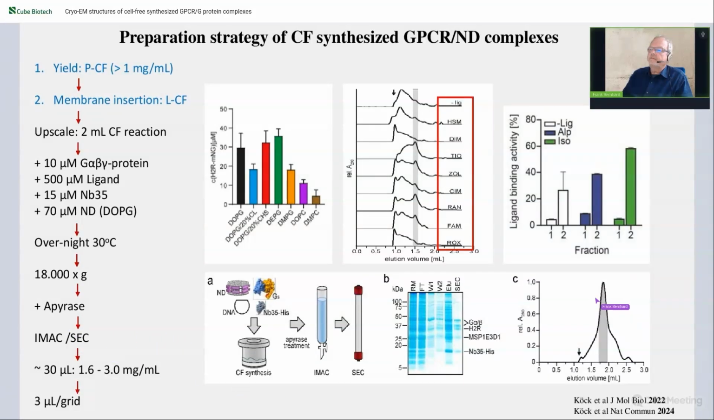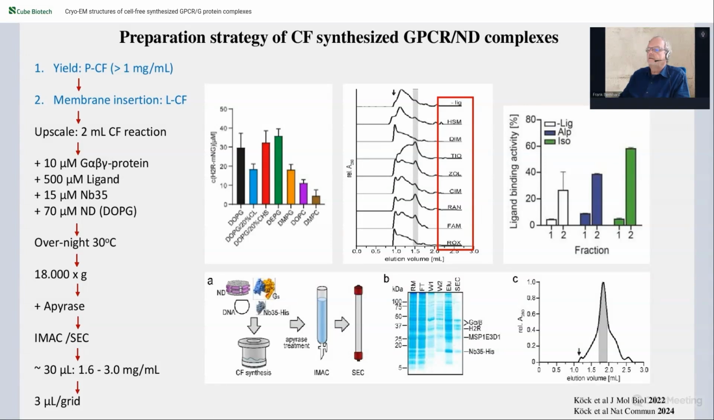Then you take the central fraction of the size exclusion, you concentrate down to around 30 microliter with a concentration you should achieve in between 2 and 3 mg per ml. And then you need about 3 microliter of that per grid. So when you start with 2 ml, this is completely sufficient to prepare a whole set of cryo-EM grids.